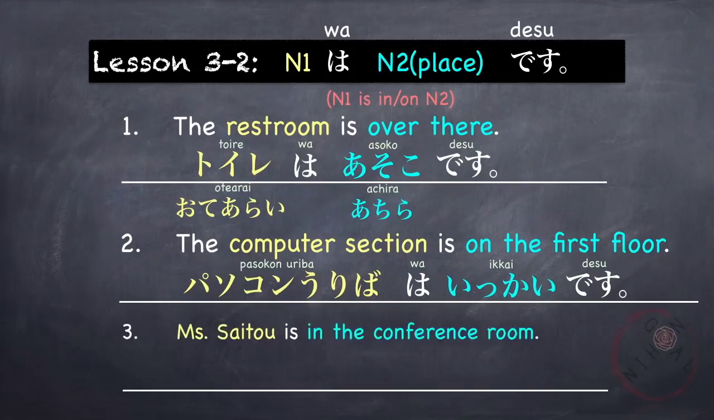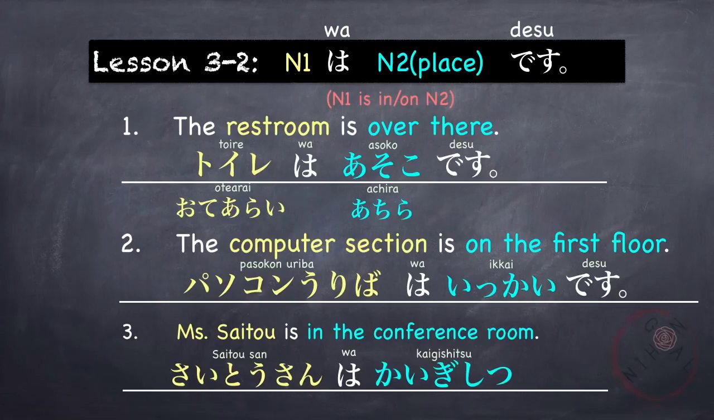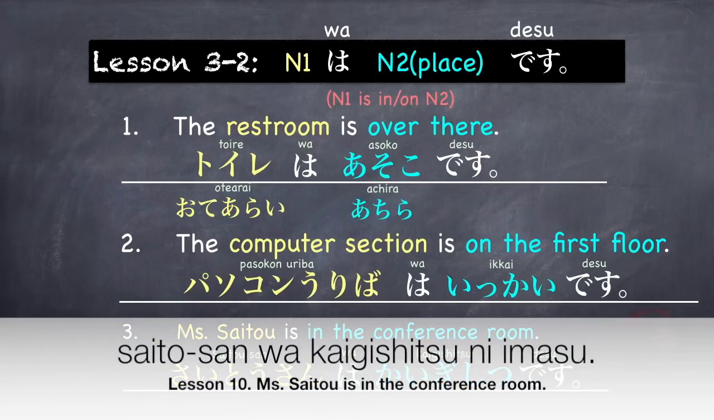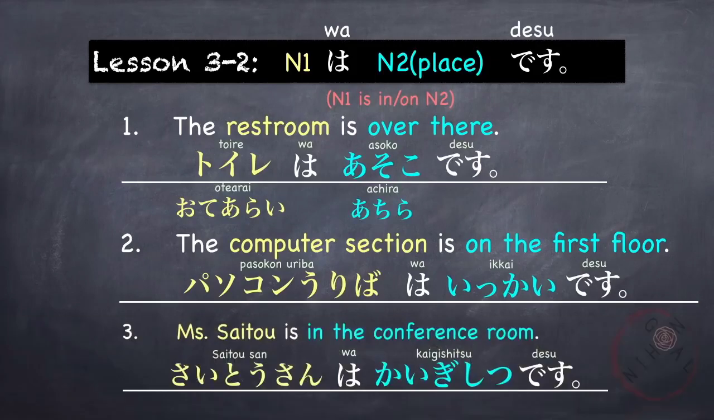Third example, Miss Saito is in the conference room. Saito-san wa, conference room is kaigishitsu. So the sentence goes like Saito-san wa kaigishitsu desu. You can also say this in another pattern. Saito-san wa kaigishitsu ni imasu. It's the same meaning. Saito-san is in the conference room. But you would learn that pattern in lesson 10. So for the meantime, you can also say someone wa place desu. Someone is in this place.